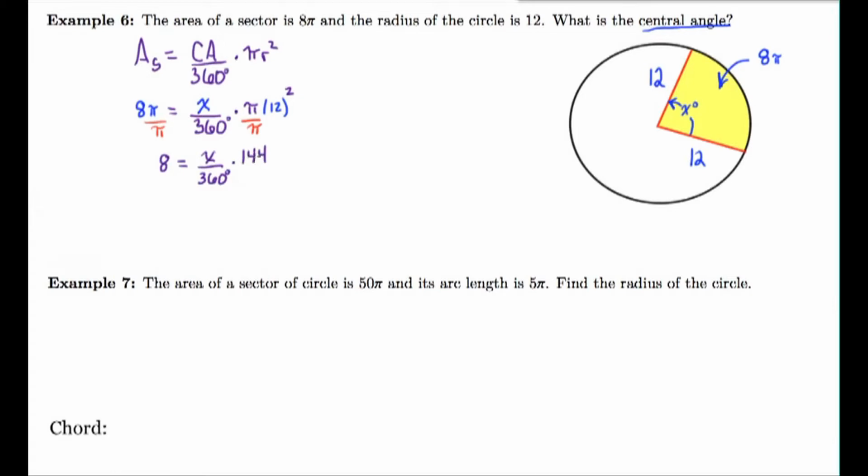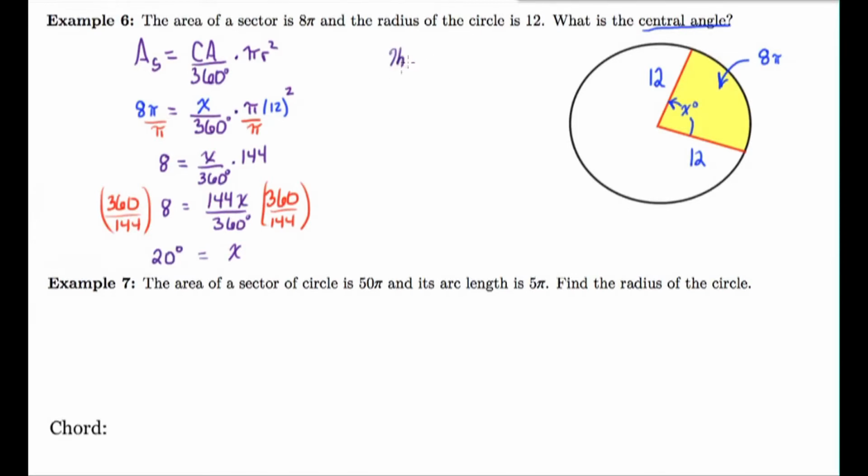Pi's will cancel out on both sides of the equation, and I can simplify and solve for x by multiplying times the reciprocal, and I get 20 degrees.